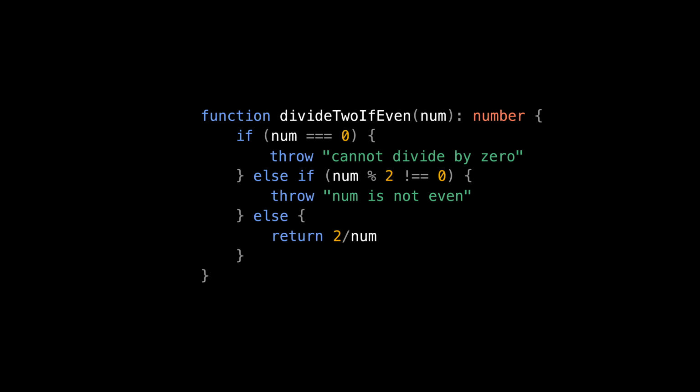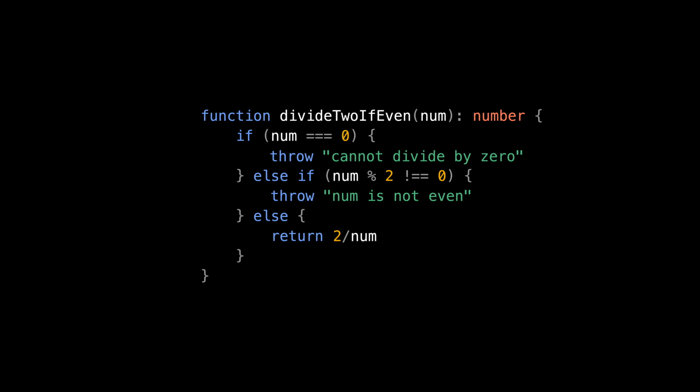Let's consider this example. Here we have a function that divides 2 by its input, but only if the input is even. When the input is 0 or not an even number, the function is throwing an exception. We already know from previous videos that this makes our function partial, and we don't work with partial functions in functional programming. How can we make this function total?